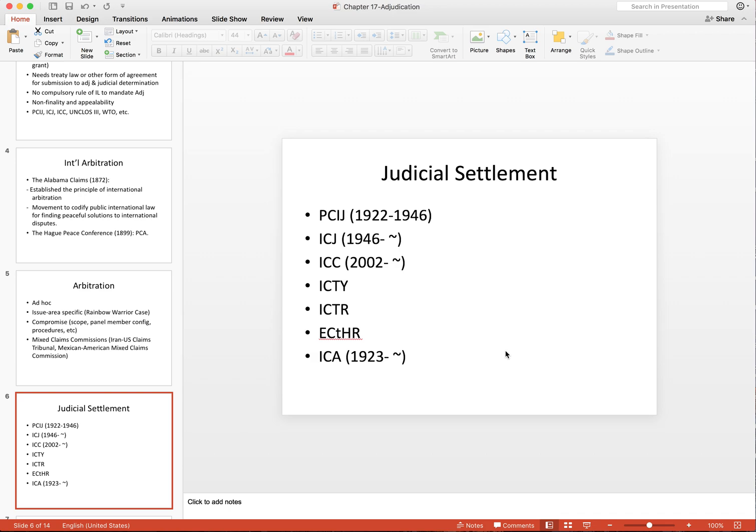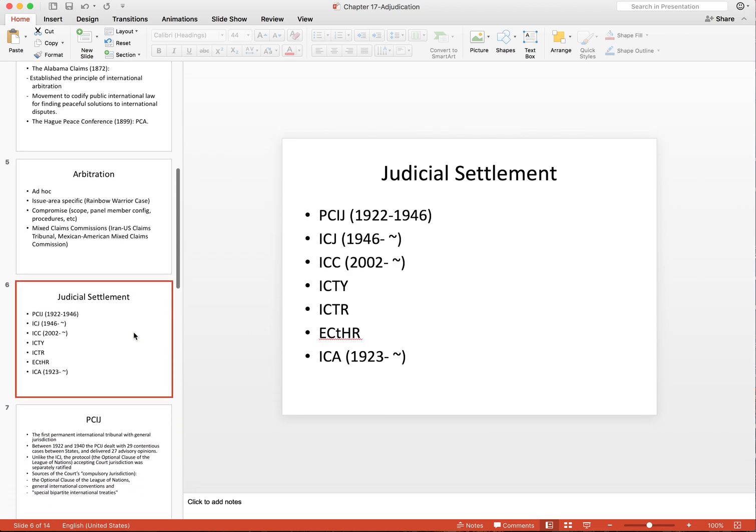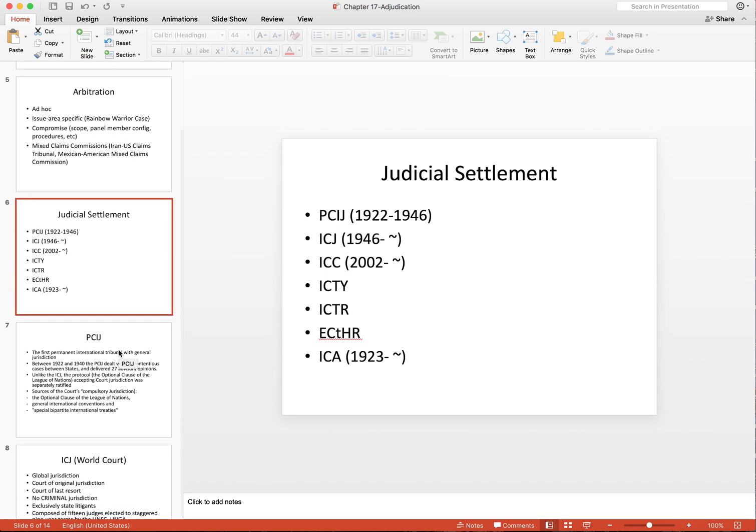Later on, the PCIJ was replaced by the ICJ, the International Court of Justice, in 1946. You also had the Rome Statute and the establishment of the International Criminal Court in 2002. You also have some other judicial settlement mechanisms like the ICTY, which we talked about before, the International Criminal Tribunal for the former Yugoslavia, or the ICTR, the International Criminal Tribunal for Rwanda, or the European Court of Human Rights, or the International Court of Arbitration that was established in 1923 and is headquartered in The Hague.